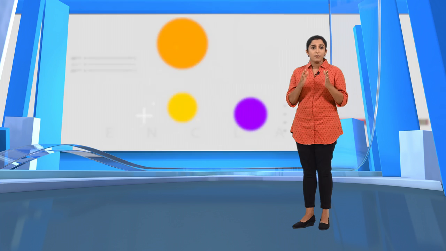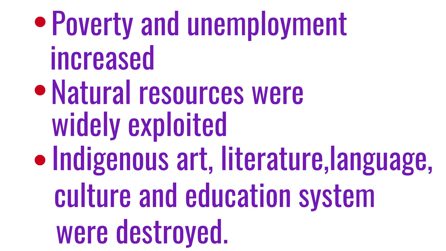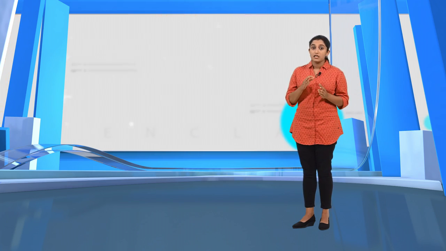Like colonization, imperialism too affected the colonies substantially. Let's check. It destroyed the traditional economic system of the colonies. It replaced the administrative and judicial systems of colonies. The people in colonies were forced to cultivate cash crops in lieu of traditional food crops. Poverty and unemployment increased. Natural resources were widely exploited. The indigenous art, literature, language, culture and education system were destroyed. The competition and conflict among imperialist nations for colonies and markets led to the outbreak of disastrous wars.